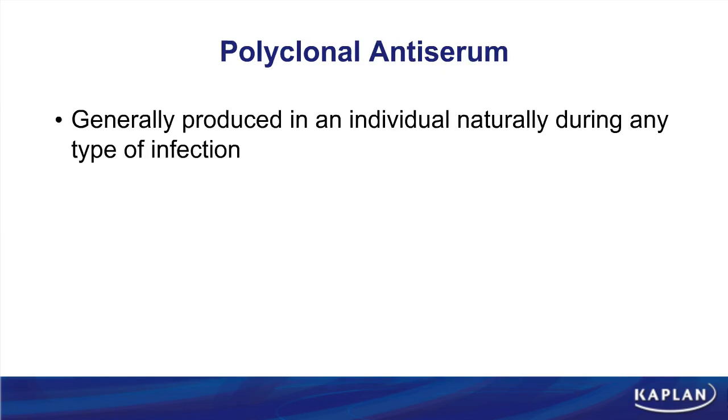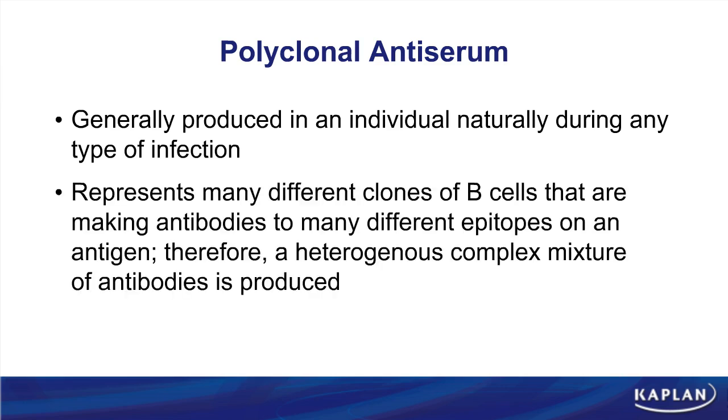An important concept when we're looking at serology is just to understand the difference between polyclonal antisera and monoclonal antiserum. One of the things you just need to know is that polyclonal antiserum is what you get essentially as a result of just about any type of infection that you may have. Your immune system is going to react to all of the different epitopes on the antigen and produce antiserum that again has multiple different specificities.